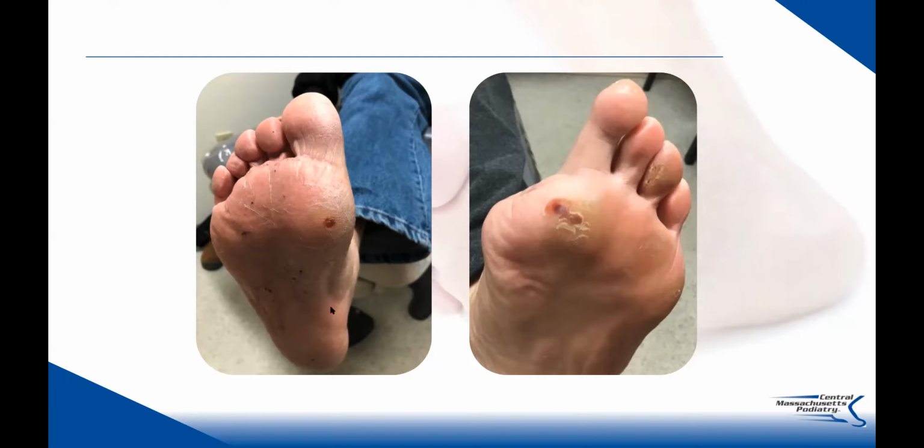So that's the picture on the left. And now we're going to go here to the picture on the right. This is a higher risk foot. Okay? If someone else wants to say, or even Lewis as well, why is this a higher risk foot than the one on the left?